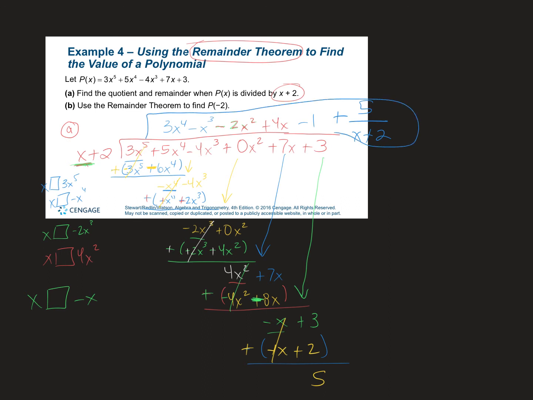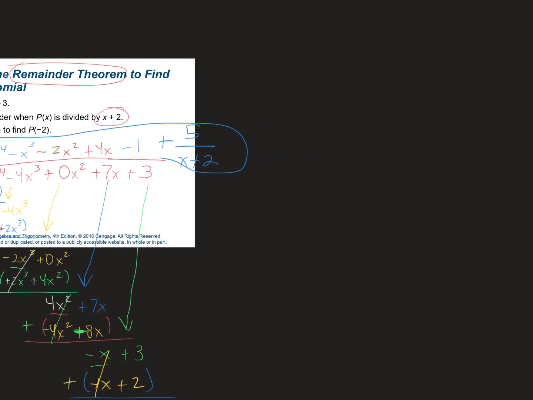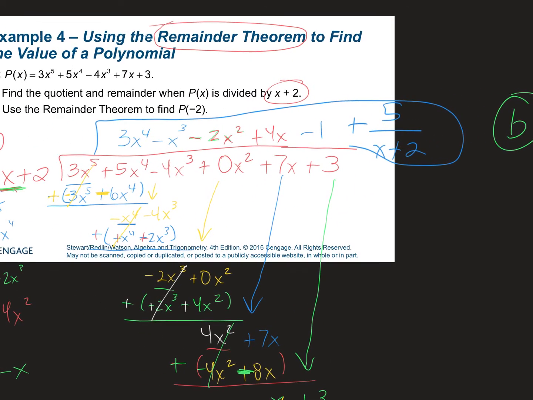But the question asks, find the quotient and the remainder. That means divide. If it says to use long division, you do it that way. If it says to use synthetic division, you do synthetic division. But that's what that question is asking. When you divide, what is your full answer? Letter B is asking a different question. And this is where I want you guys to really pay attention because this is much easier. But if you're not paying attention to the directions, you'll answer incorrectly.